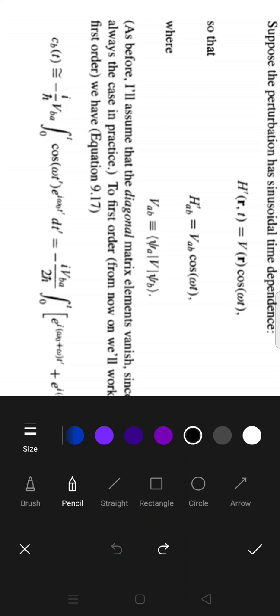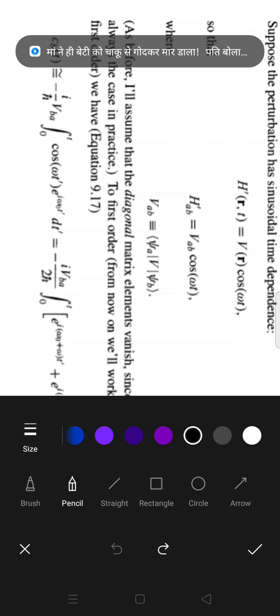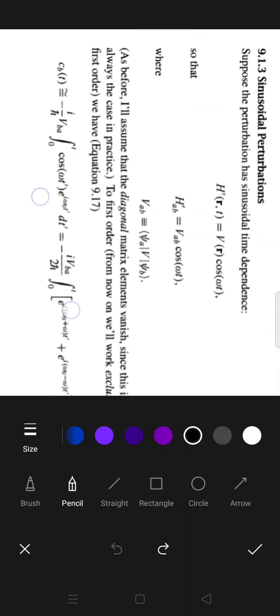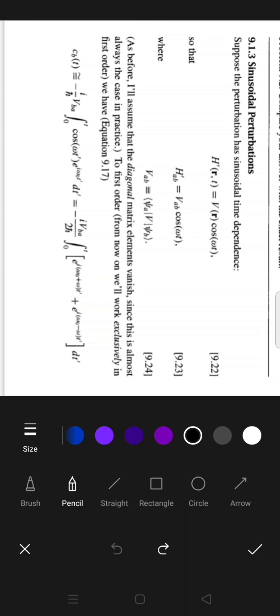So we can write Vab in the form of the inner product of psi a, V, psi b. As before, I will assume that the diagonal matrix elements vanish. I already discussed that the diagonal matrix elements will be 0, since this is almost always the case in practice.